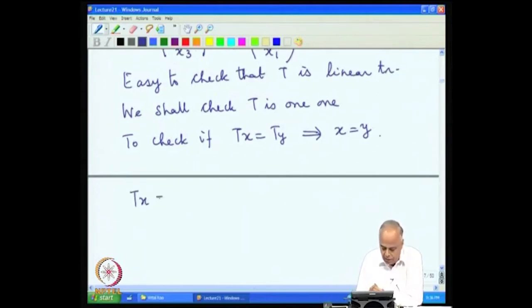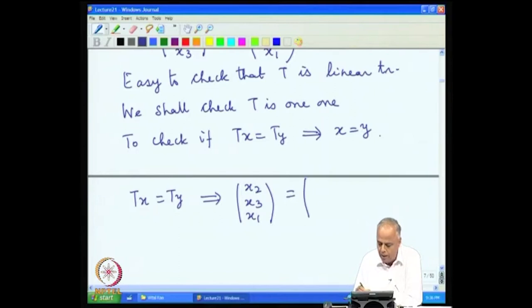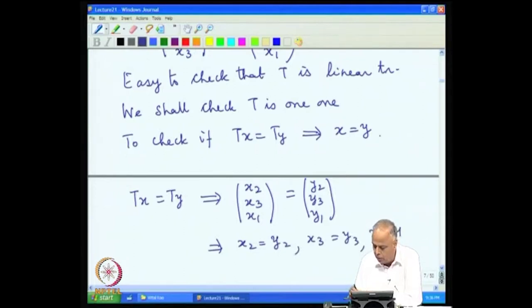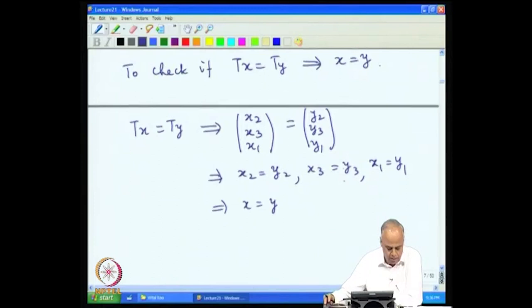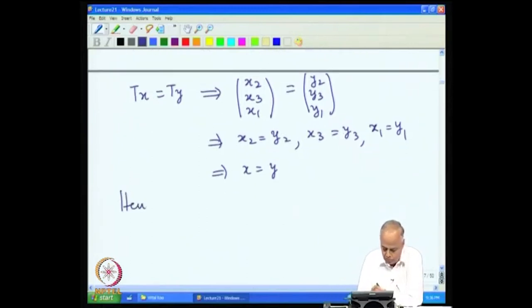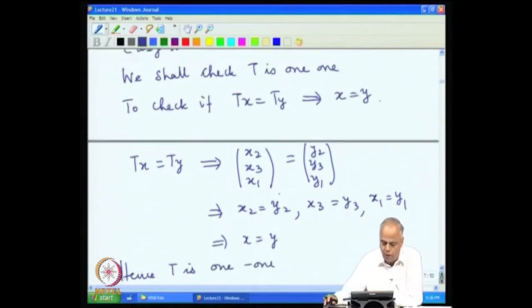Now, what does T x equal to T y mean? T x means the vector x 1, x 2, x 3 is taken to the vector x2, x3, x1, and T y means the vector y1, y2, y3 is taken to y2, y3, y1. Now, comparing these, we get x2 is equal to y2, x3 is equal to y3 and x1 equal to y1, which implies the vector x is equal to y. Hence, T is 1, 1.